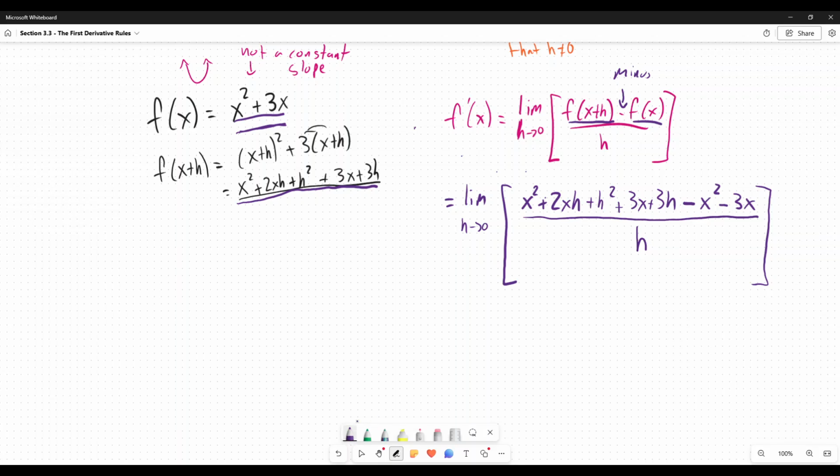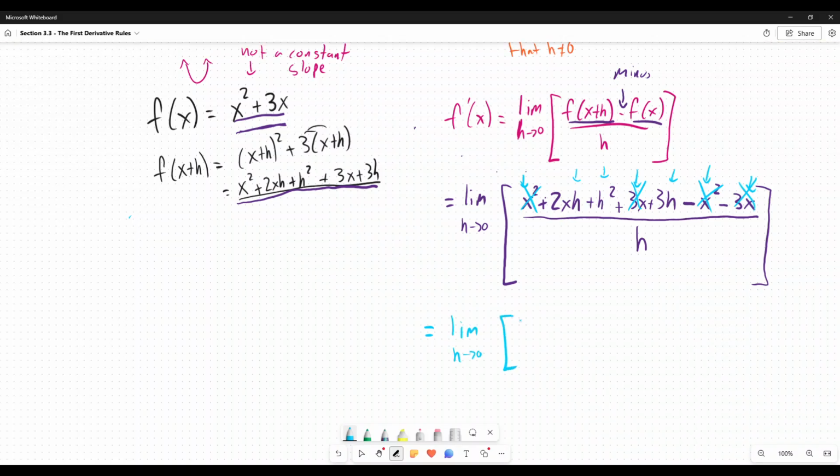Now, just like last time, something very special happens. And this is something you should come to expect. And if it doesn't happen, you might have made a mistake. But notice, we have a minus x squared and a positive x squared. Gone. And we have a positive 3x and a minus 3x. Gone. And everything else that appears has an h. So I'm going to pull out that h on top from each of them.